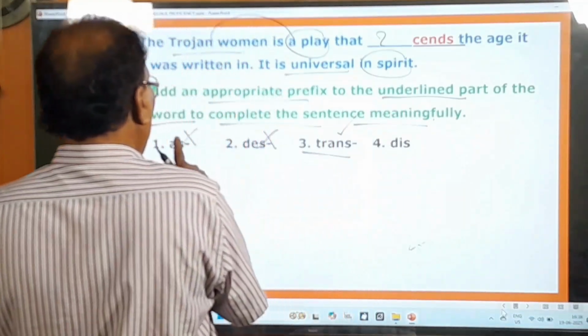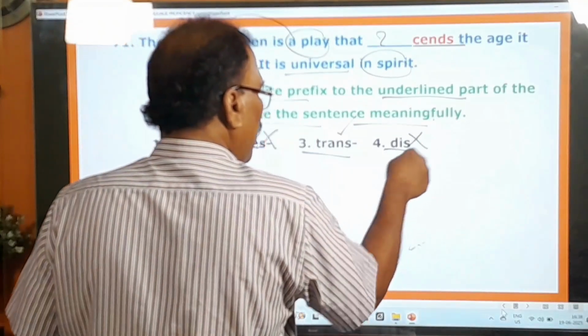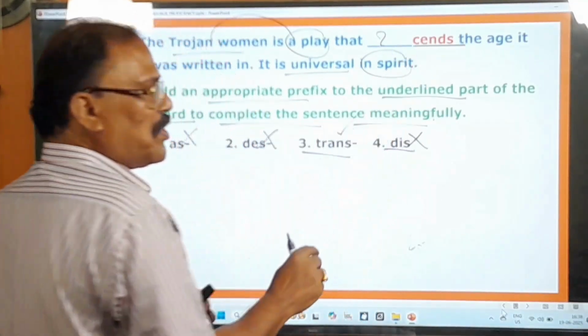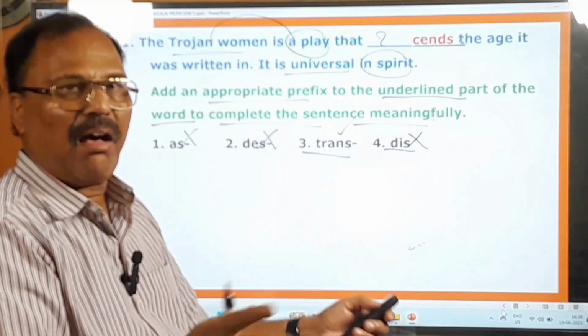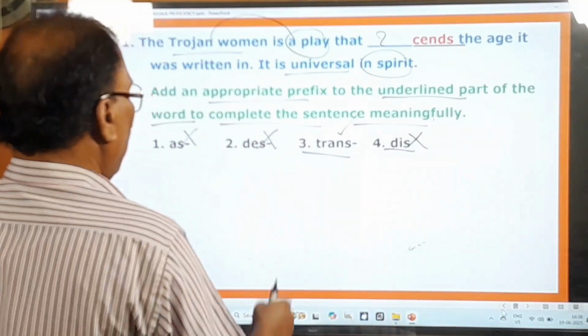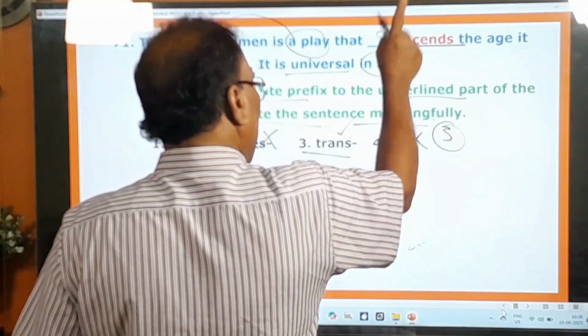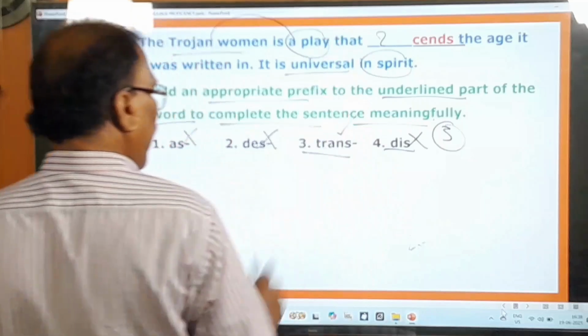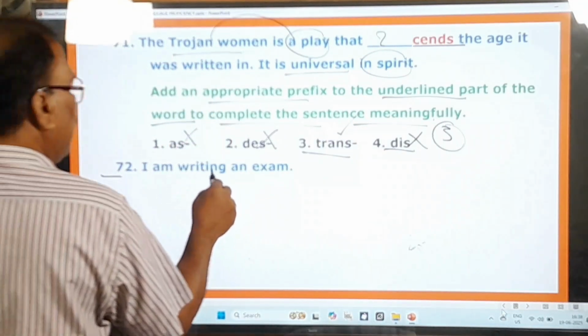So here ascends is not the right one. Descends is not the right one. Descends is no. Here transcends. Transcends means to go beyond the limits of something, some age, some era or something like that. Okay, here this third one is only the most suitable prefix that can be used before this. Okay, and now you move on to the next question. 72nd question. I am writing an exam.